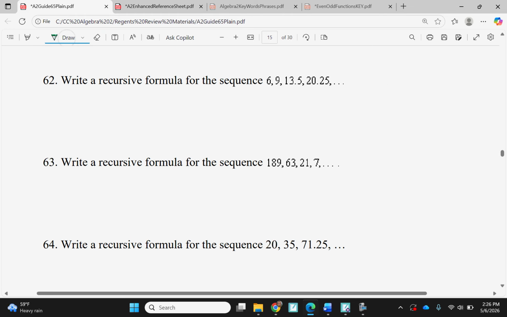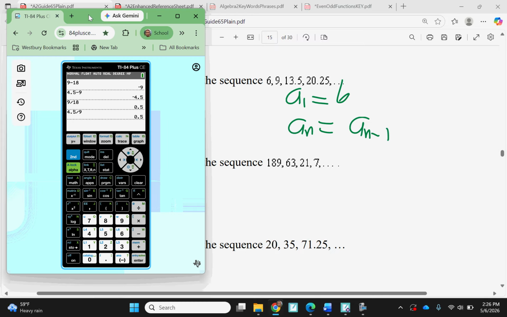I do. Again, recursive: a1 equals, an equals an minus 1. Tell me what a1 is. a1 is 6. Tell me what you're doing to the previous term. If you don't know, subtract. 9 minus 6, 13.5 minus 9. They do not subtract to the same thing.